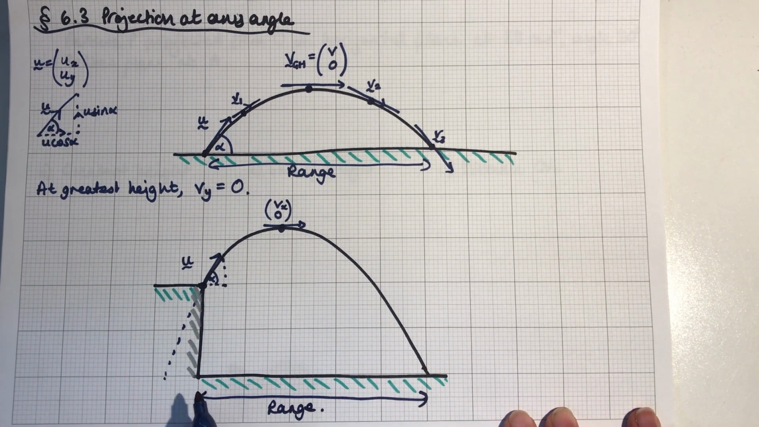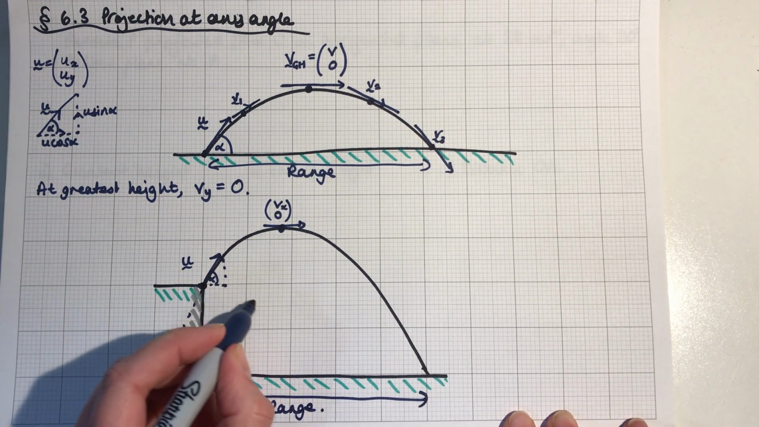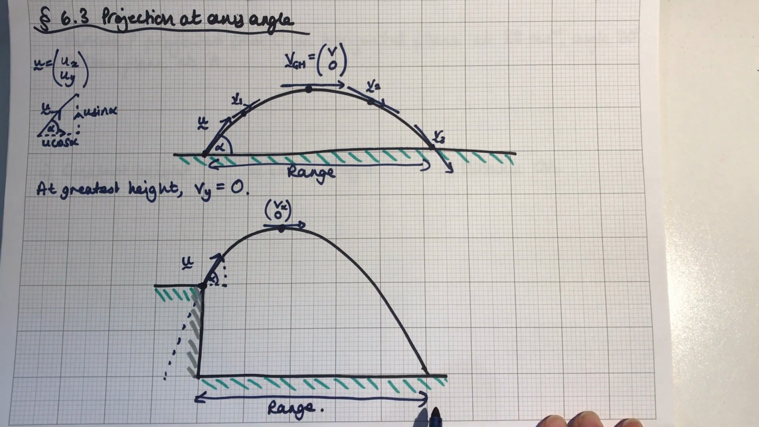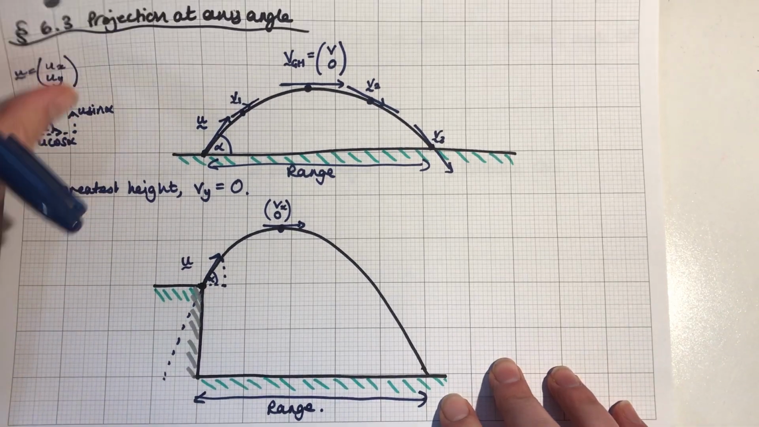The range is always strictly horizontal. So although we started at this point, that diagonal line there is not the range of flight. The range of the flight is horizontal. So bearing all that in mind, let's have a look at the first example.